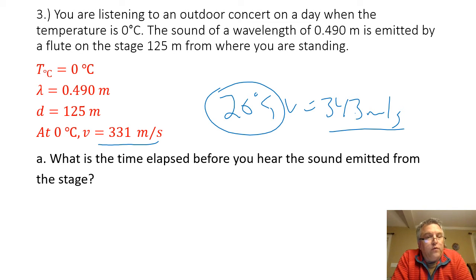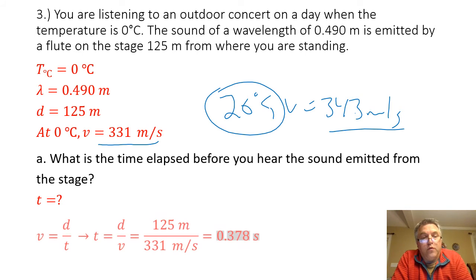So we are looking for the time here. To find the time, we are given the distance of 125 meters. We know at 0 degrees, the wave speed is 331 meters per second. So to solve for time, I simply have to divide the distance by the wave speed, and 125 meters divided by 331 meters per second will give me a time of 0.378 seconds.